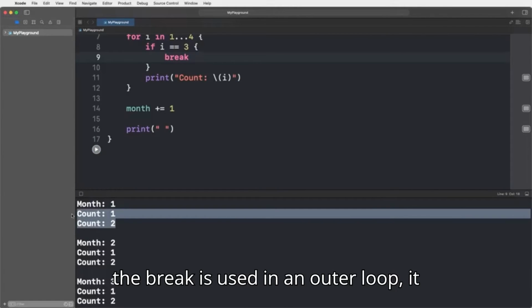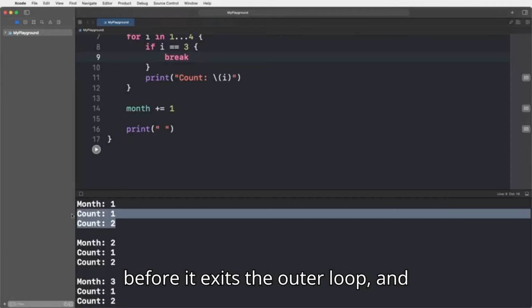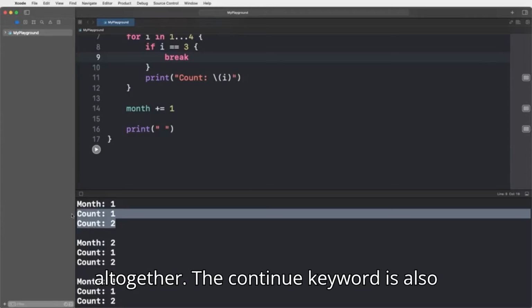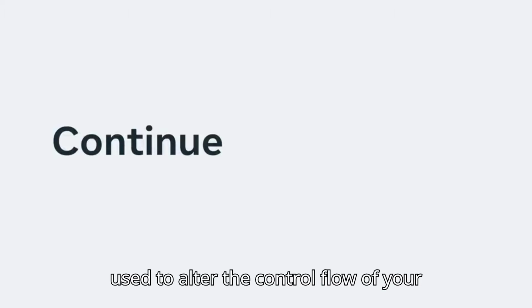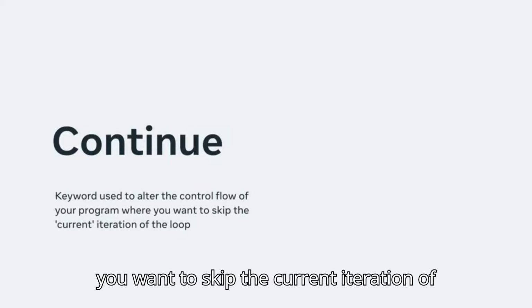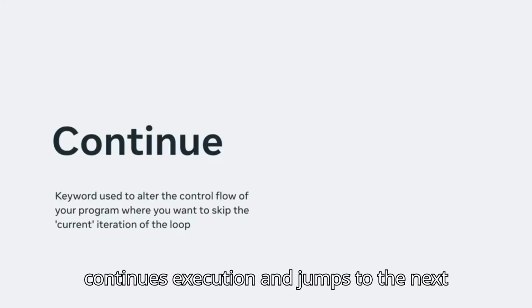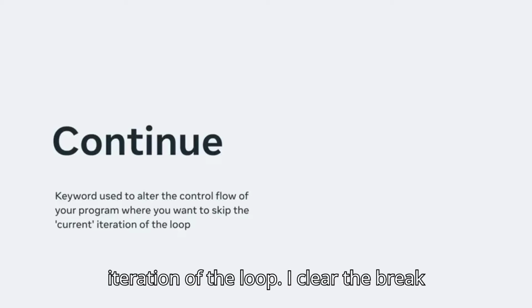Similarly, if the break is used in an outer loop, it will complete the cycle of the inner loop before it exits the outer loop, effectively exiting the nested loop altogether. The continue keyword is also used to alter the control flow of your program. Continue is used in cases where you want to skip the current iteration of the loop. This way, the control flow continues execution and jumps to the next iteration of the loop.